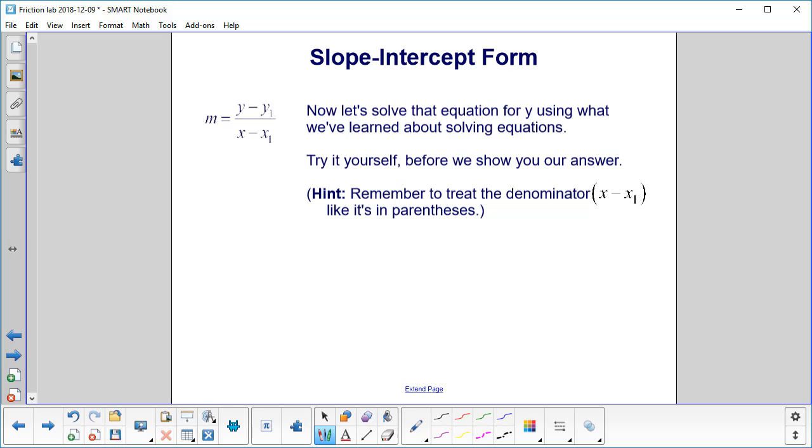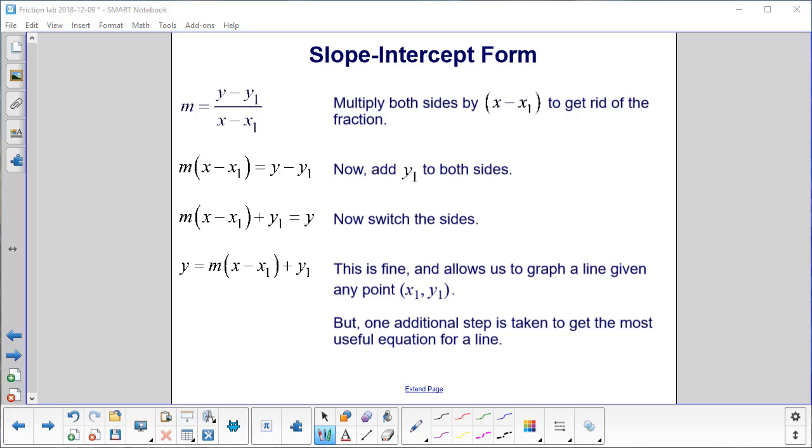Let's solve this equation here for y using what we've learned about solving equations. Try it yourself before we show you the answer. Here's a hint: treat the denominator, the x minus x1, like it's in parentheses. Multiply both sides of this equation by (x minus x1). That will get rid of the fraction because it will cancel out this term and then show up here on the left side. Now add y1 to both sides.